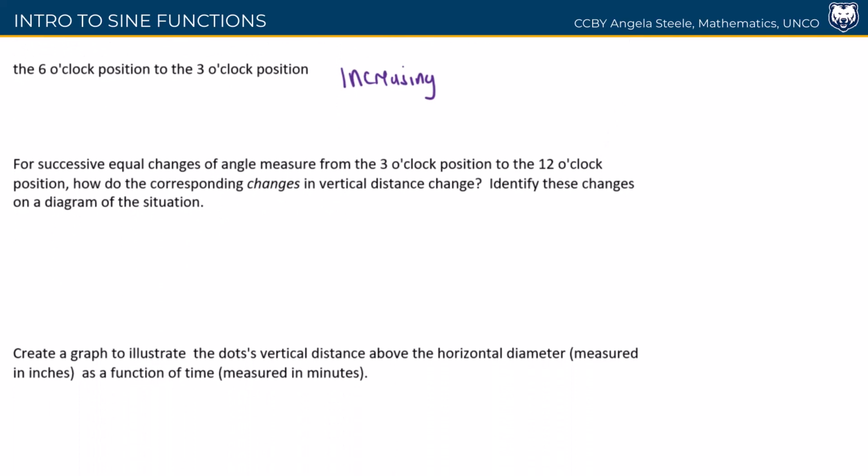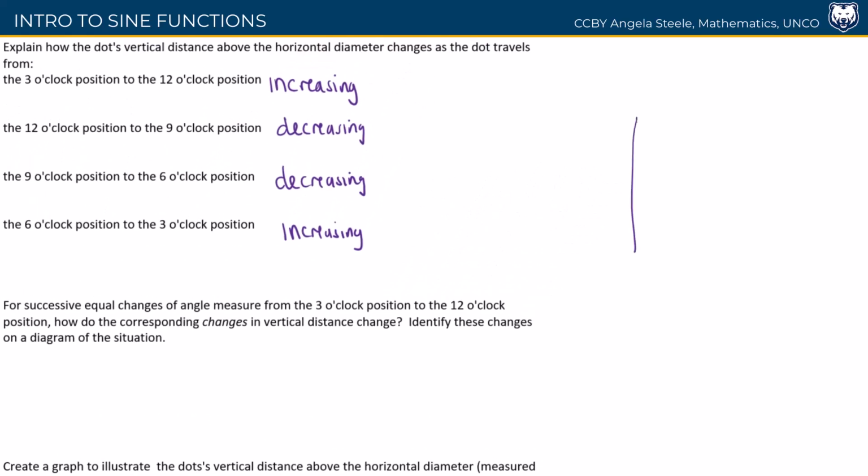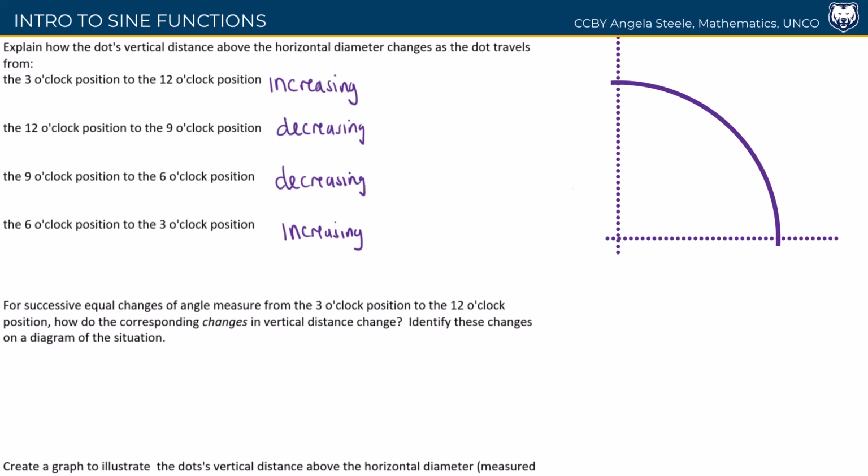So one of the things we also want to think about is how the change is changing, right? So we're not just thinking about, I'm just going to draw a quick little graph here. We know it's increasing, decreasing, increasing, and then we just kind of keep going through. But these are not going to be linear functions because we're following that circle. And so we want to think about how the changes in the vertical distance change. So that's what this problem is getting at. We're going to look at just one section of that tire. We're going to think about going from the 3 o'clock to the 12 o'clock position.